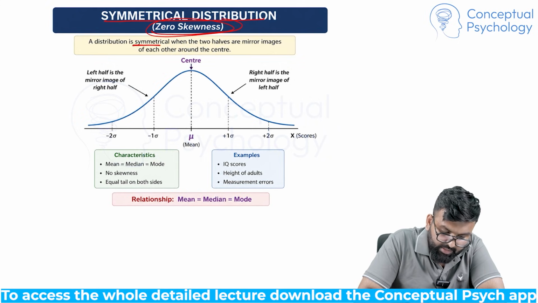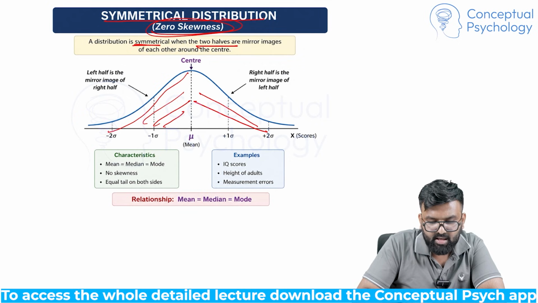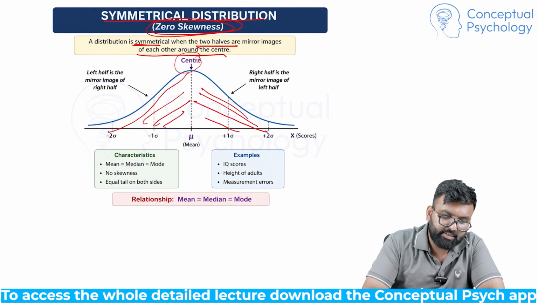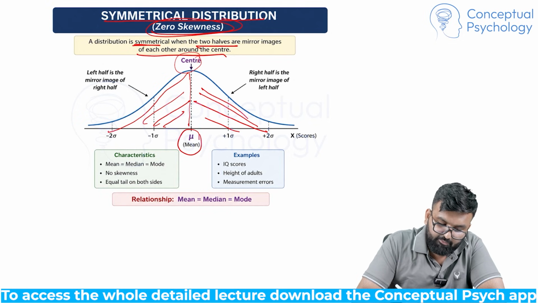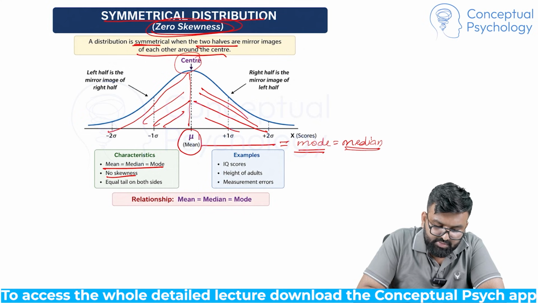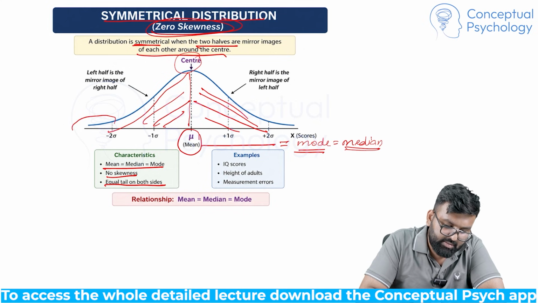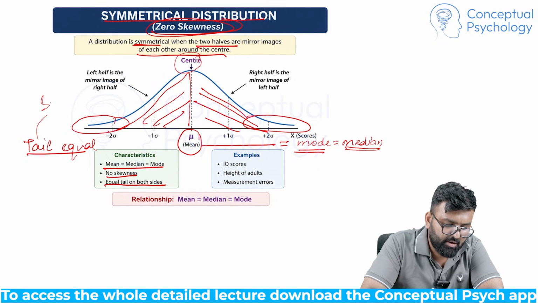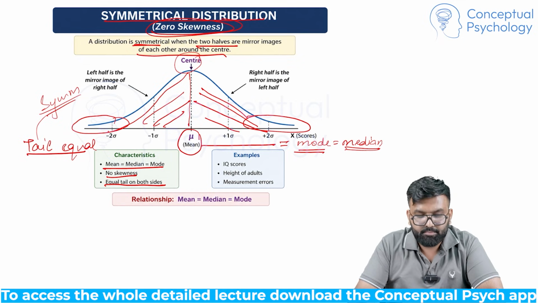A distribution is symmetrical when the two halves are mirror images. This half and this half are the mirror images of each other around the center. Center के around. Center पर we have mean. Mean is equal to mode is equal to median in our normal curve. No skewness, equal tails on both sides. Tail का जो length है वो equal है on both the sides because they are symmetrical also, and hence they will be equal.